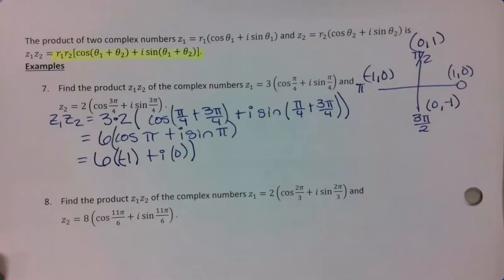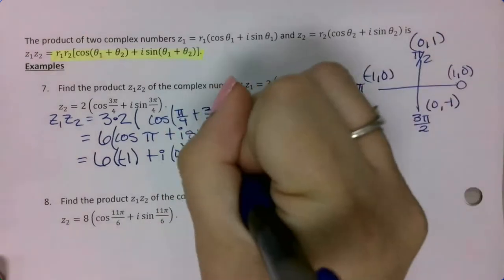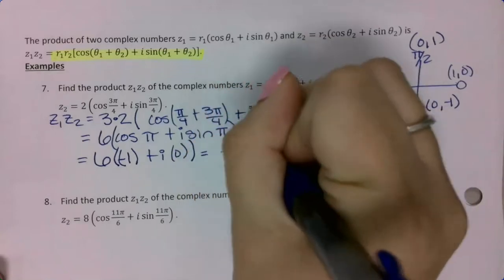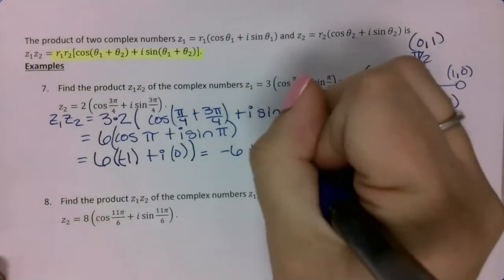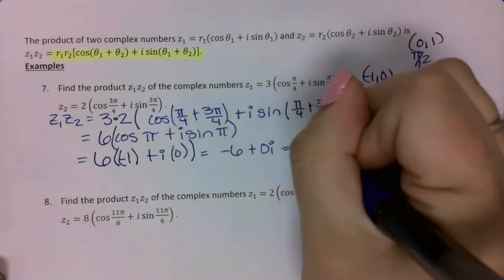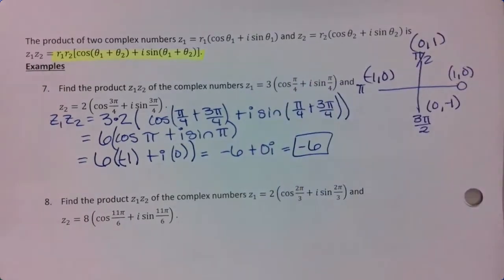Okay, then how would you like me to simplify this? Okay, so I have negative 6 plus 0i. Do I need to write the 0i? No. I just write the negative 6. When it's imaginary, I can just ignore it if it's a 0.